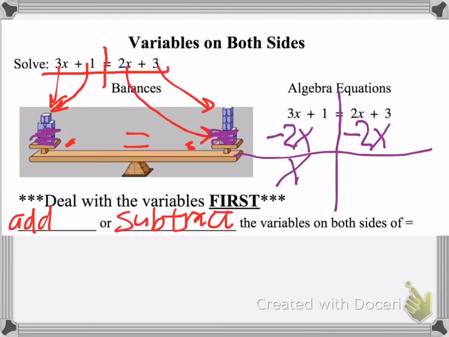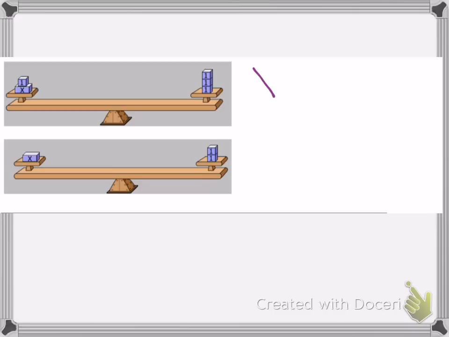Then we also still have that 1. We didn't do anything with it. On the right side of my equal sign, we took off both x's. 2x minus 2x in the algebra, you can see that those cancel, and we're just left with 3. I'm going to rewrite that on the next slide. So x plus 1 equals 3.